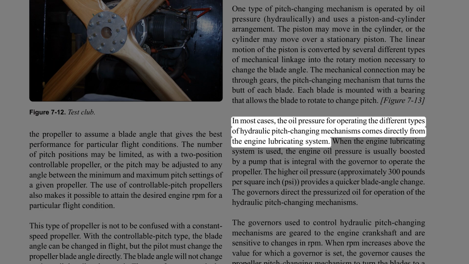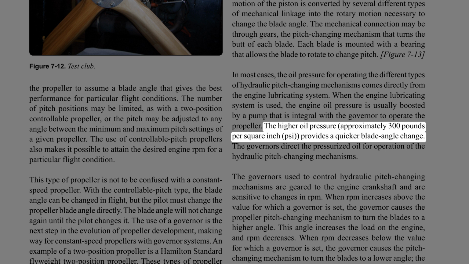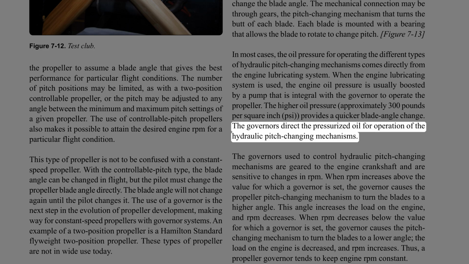In most cases, the oil pressure for operating the different types of hydraulic pitch-changing mechanisms comes directly from the engine lubricating system. When the engine lubricating system is used, the engine oil pressure is usually boosted by a pump that is integral with the governor to operate the propeller. The higher oil pressure, approximately 300 pounds per square inch, psi, provides a quicker blade angle change. The governors direct the pressurized oil for operation of the hydraulic pitch-changing mechanisms.